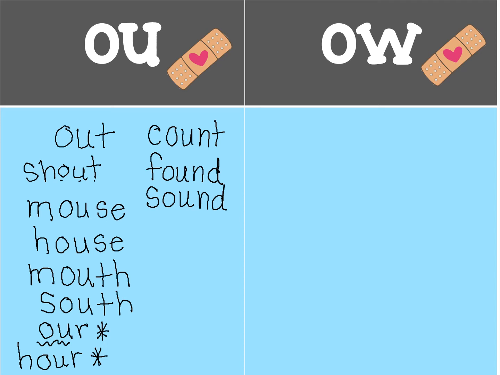These are the OW words. Our first word is how. I hear an H, ow. And this time it's going to be O-W, how. Our next word is cow. We saw that on the other slide. That's going to be a C, ow, and the ow is going to be O-W.